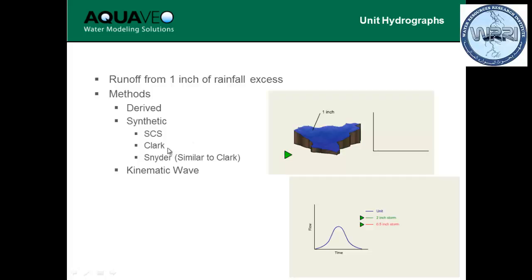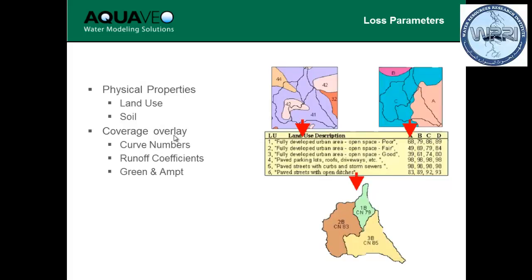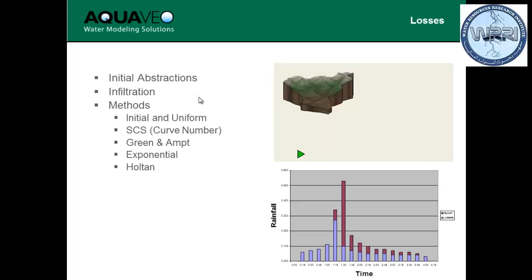Yeah, so you can use the Clark or Snyder method. The Clark and Snyder methods use something called a time area curve, and you can compute the time area curve in WMS. Maybe we'll look at the different options when we get to that. So we've already talked about how to compute a curve number. You need a land use and soil type coverage.